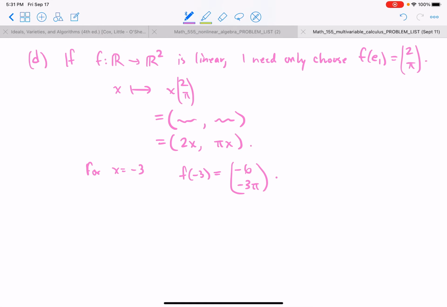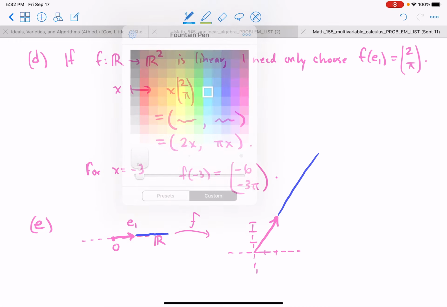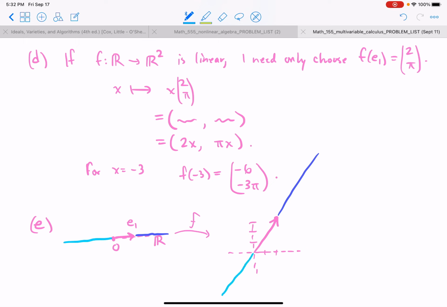Part E is to draw a cartoon illustrating this, so I need an input space and an output space. Okay, so somewhere I have 0 on my real number line, and here's e1. And then f maps things over into two-dimensional space, and it goes to 2, pi? 2, 3, I don't know, maybe 2 is here, 3.14 is the height. And so, in fact, this entire line would keep going over there. This part of the line back here would go over here. And so the image of this map is a straight line, and this is my cartoon.